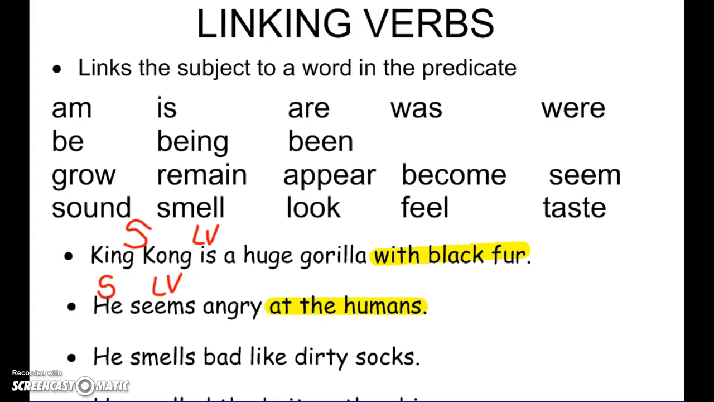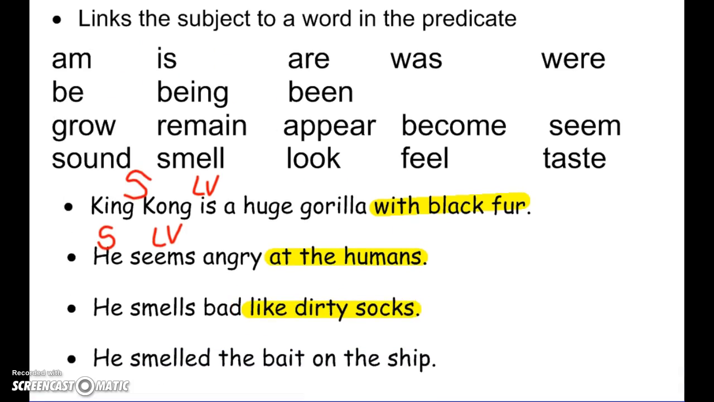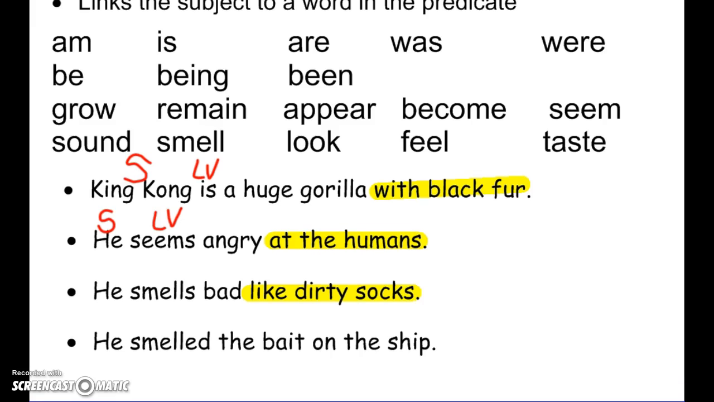He smells bad like dirty socks. Look for my preposition. Like what? Like dirty socks. Look for my subject. Who is the sentence about? It's about he. Look for my verb, smells, and decide, is it an action verb? Is it talking about him doing the action of smelling? Or is it on our list of linking verbs? And there it is, smell. It's a linking verb.